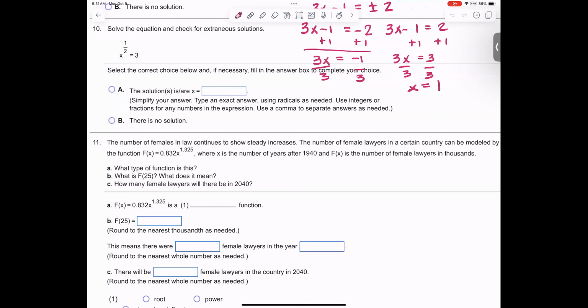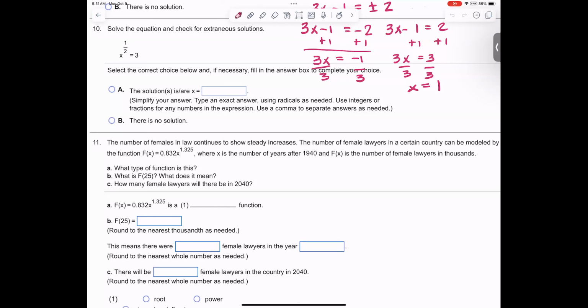All right, problem 10. Solve the equation and check for extraneous solutions. So we have x to the 1/2 equals 3. How would you go about solving that? Can you just look at it and tell me what the solution is? What do you raise to the 1/2 power to get 3?